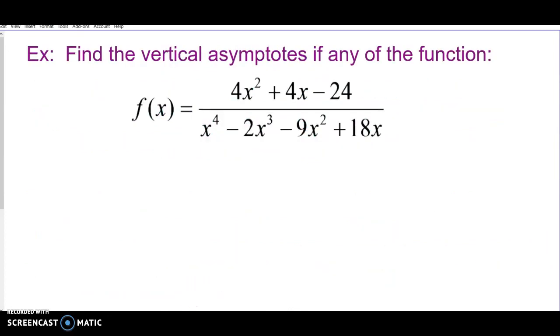So let's play around with some examples. It says find the vertical asymptotes, if any, of the function f of x. So let's see what you guys remember. Hint, you'll need to start factoring. So find the vertical asymptotes. Go ahead, put me on pause.